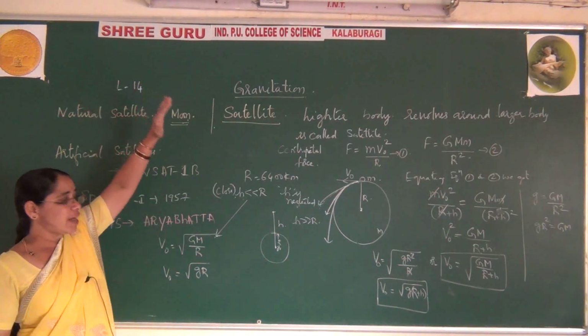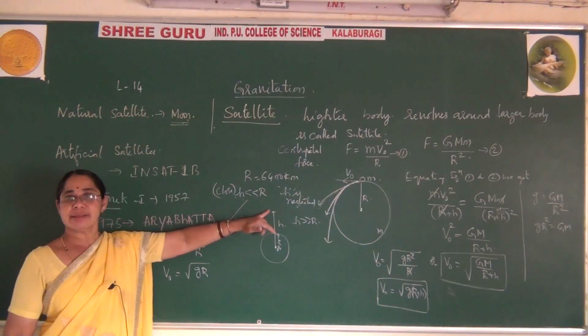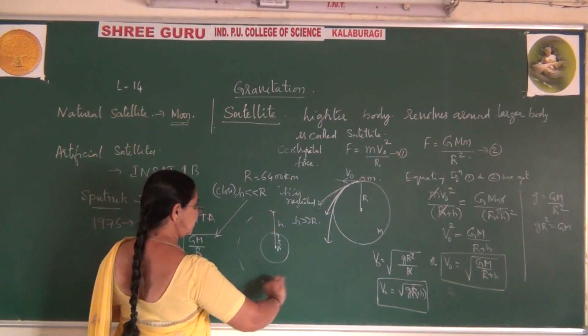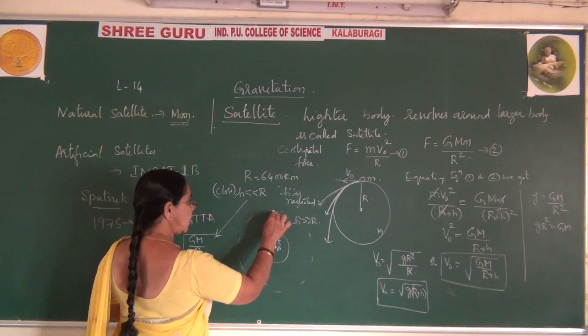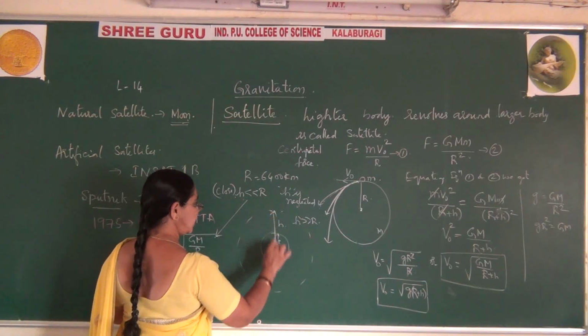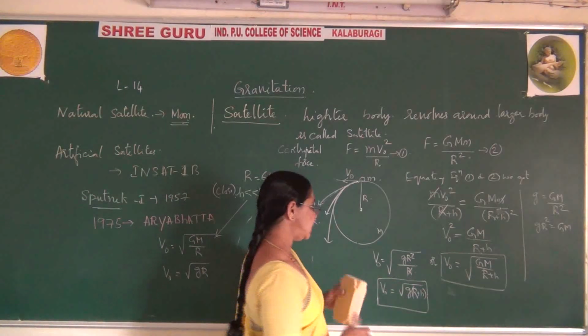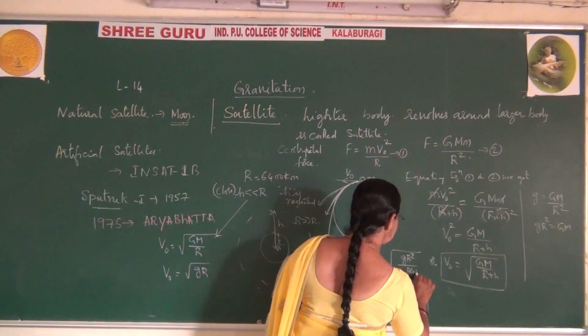If it is very far away, much higher than the surface, you have to take the other condition. This object will be moving in a circular motion, and the complete distance we have to take is from the center to the object. At that time, we take it as r plus h.